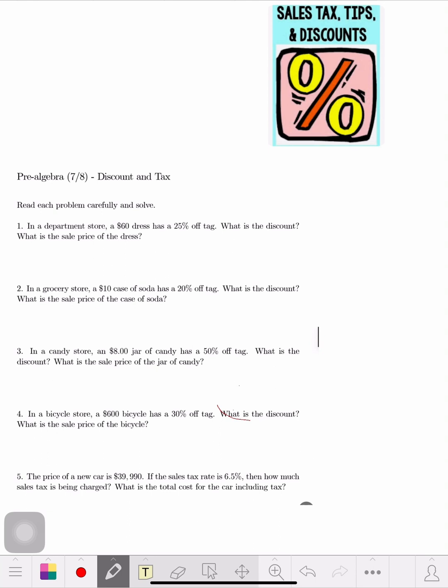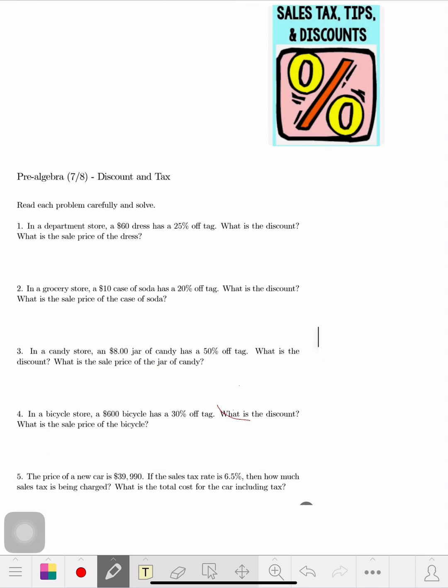Sometimes on these word problems, you have to read them once or twice or three times to say, hey, what are these guys actually looking for? Sometimes they're looking for 2 different things, and in this first one, they are looking for 2 things. It says in the department store, a $60 dress has a 25% off tag. What is the discount? What is the sale price of the dress?